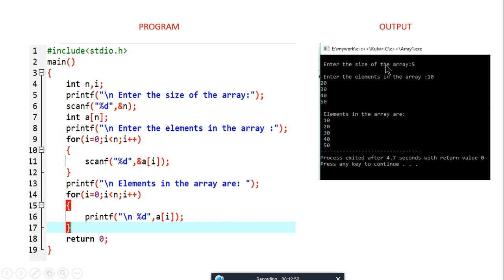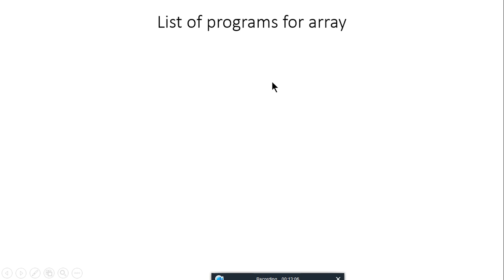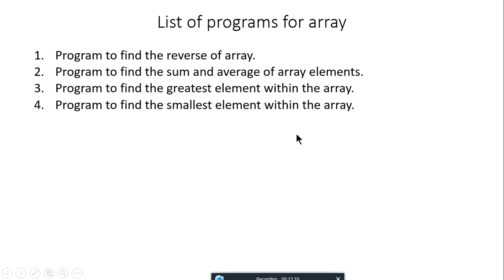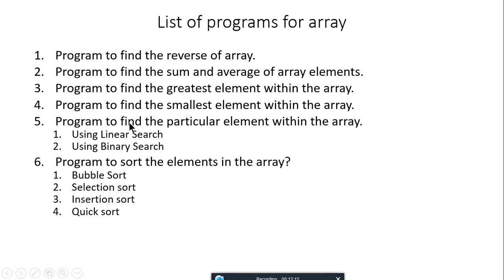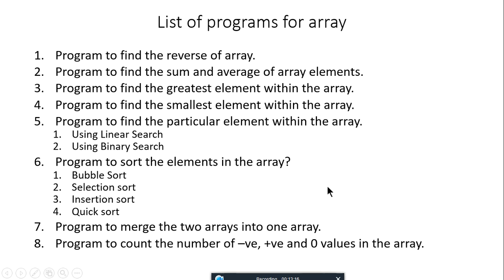And if I execute this program, this will be my output. So here, enter the size of array. I have placed value 5. 5 values are placed by me and these are printed by this next for loop. So this is how the array works. Now we'll start with some programs for arrays. So these are the programs that you should do. I'll help you write some programs, and the remaining programs you can do by yourself.